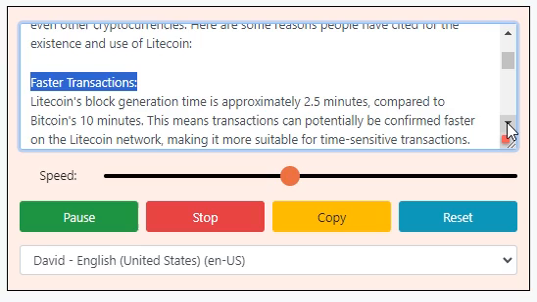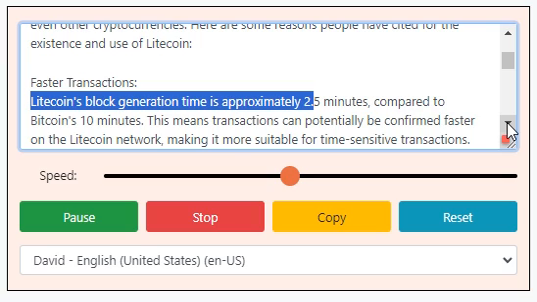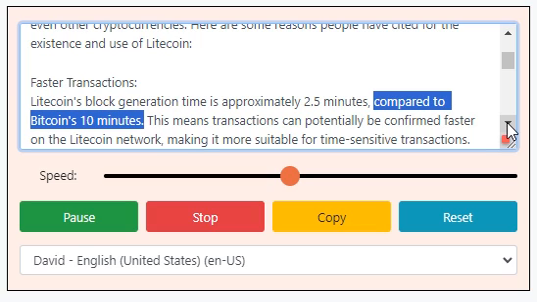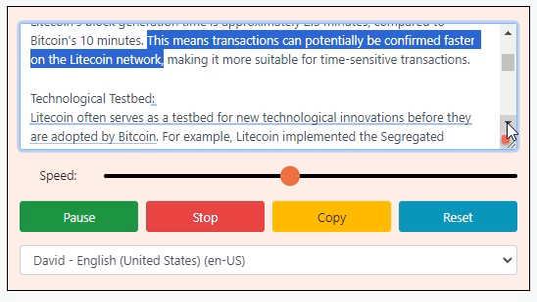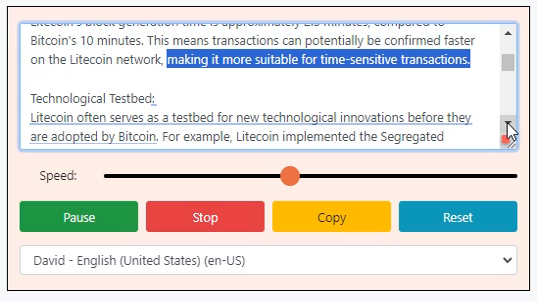Faster transactions. Litecoin's block generation time is approximately 2.5 minutes, compared to Bitcoin's 10 minutes. This means transactions can potentially be confirmed faster on the Litecoin network, making it more suitable for time-sensitive transactions.